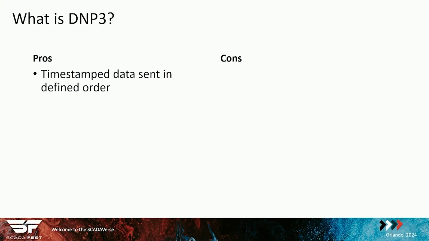And the data does come in a defined order. The protocol specifies the order that the data has to be sent to us. That way we can sort properly in our historian. That's a very important part of the protocol.